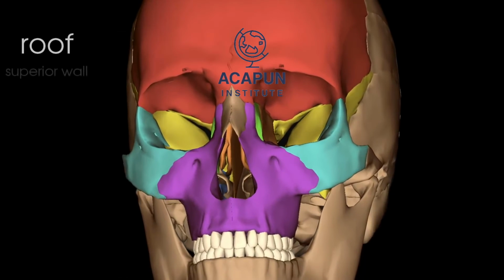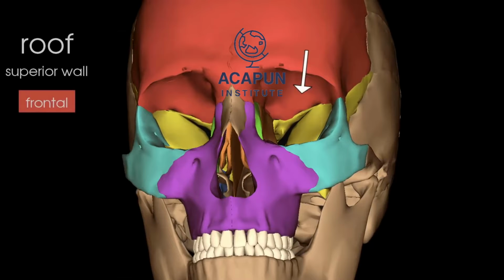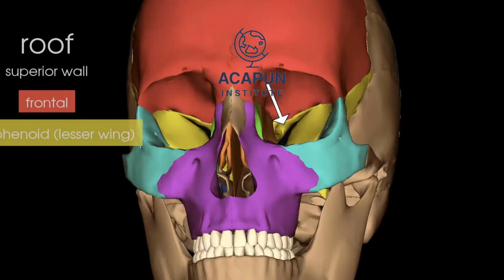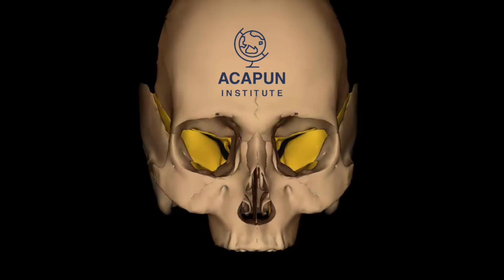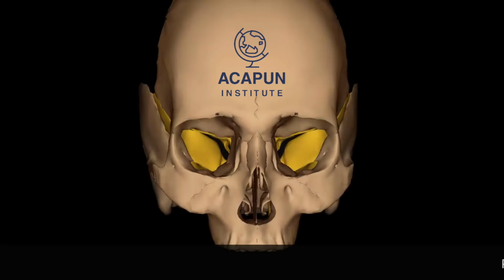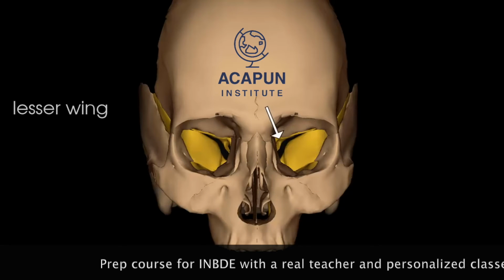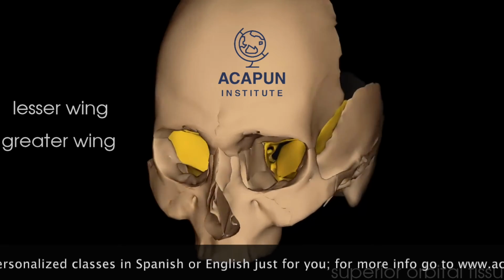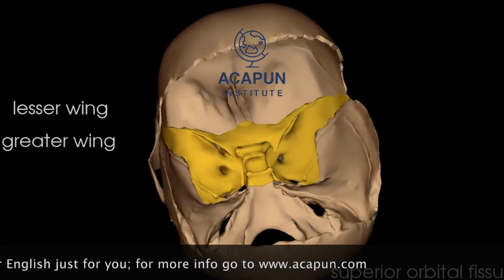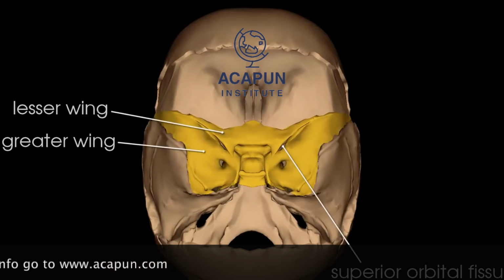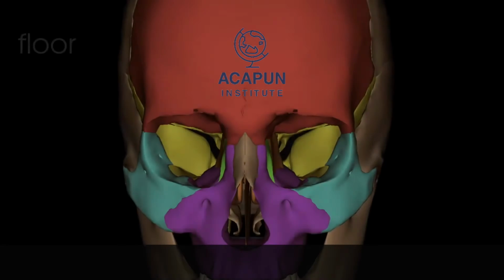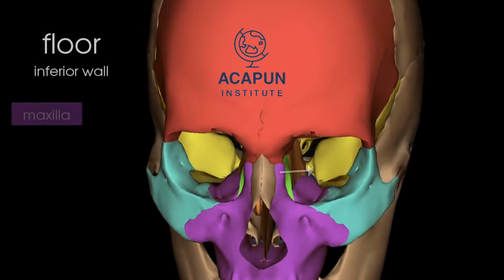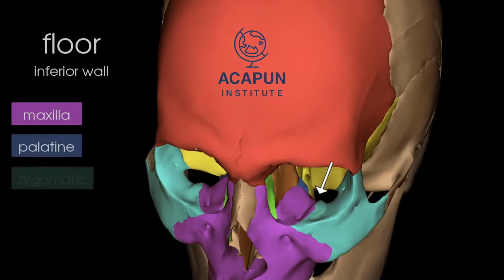The roof, or the superior wall, is formed by the frontal bone and the lesser wing of the sphenoid. The frontal bone separates the orbit from the anterior cranial fossa. I've just switched to a view to demonstrate the sphenoid bone, which can be a confusing bone to understand. From this anterior view, you can see the lesser wing, the greater wing, and the superior orbital fissure. And to illustrate this from within the cranium, I've rotated around to show these structures from a posterior and internal view. The floor, or inferior wall, is formed by the maxilla, the palatine and zygomatic bones.